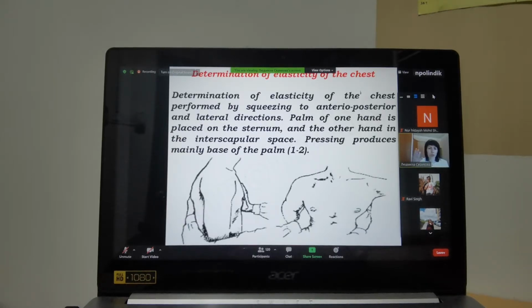Now, at first, elasticity of the chest wall. What is the method of detection? Usually, as you can see in these pictures, you place your hands vertically on the chest, on the sternum region and opposite on the spine. By compressive, spring movements, you squeeze it in the anterior-posterior direction at first, but don't place your hand at the level of the epigastric region, and then from lateral directions.